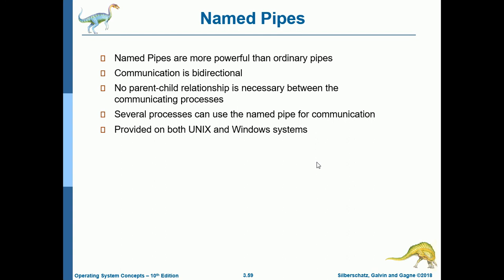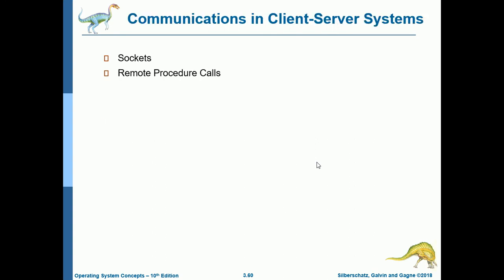Okay, next we have named pipes. Named pipes are more powerful than ordinary pipes. Communication is bidirectional. No parent-child relationship is necessary between the communicating processes. Several processes can use the named pipe for communication, and it is provided on both Unix and Windows systems. So next we have communications in client-server systems. We have sockets and remote procedure calls, or RPC.